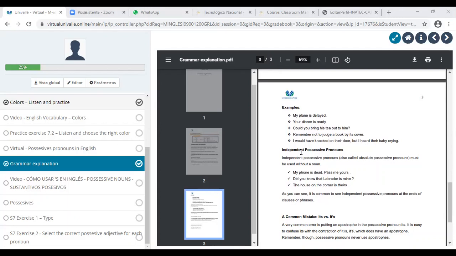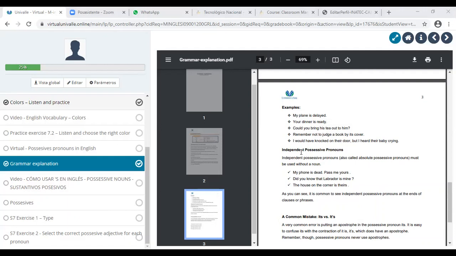Me pasas el tuyo. A diferencia de los adjetivos posesivos, primero tenemos el adjetivo posesivo y luego el sustantivo. En este caso, en los pronombres posesivos, el pronombre posesivo sustituye al sustantivo. Un ejemplo de ello sería, mi teléfono está muerto. ¿Me prestas o me pasas el tuyo? Entonces, el tuyo sustituye lo que es el sustantivo. Es decir, que no es necesario que agreguemos al final el sustantivo como tal, porque si no estaríamos en redundancia y eso es lo que no queremos.